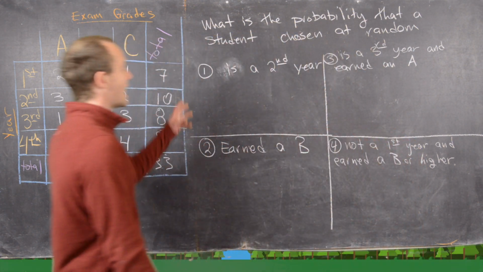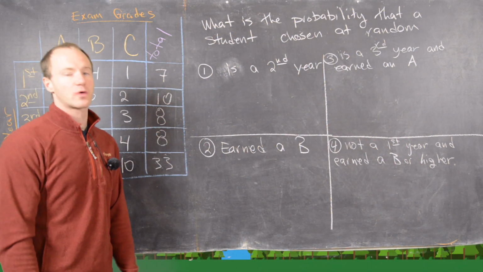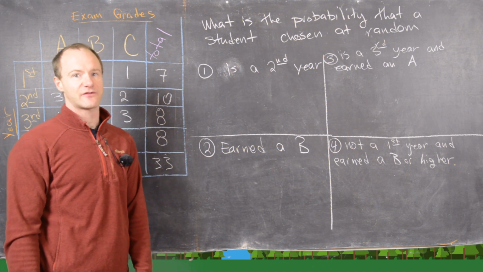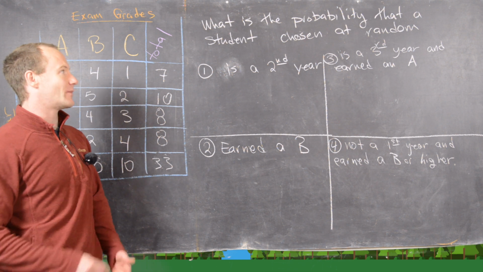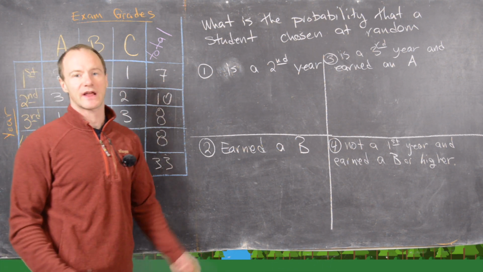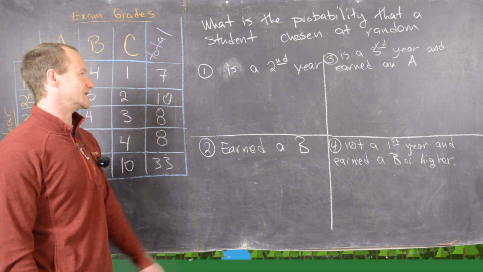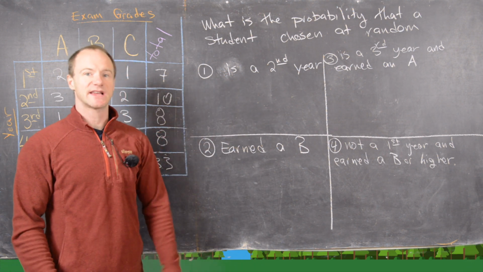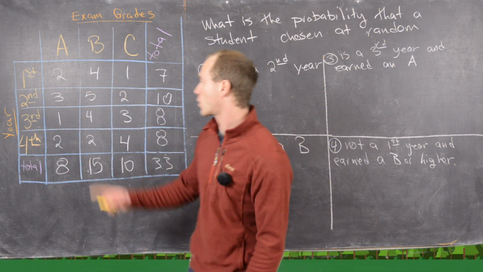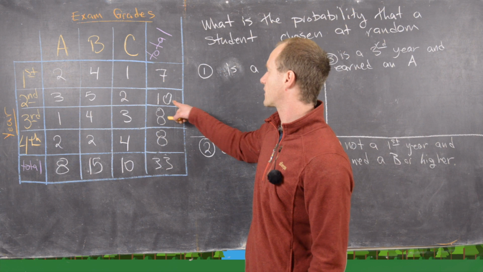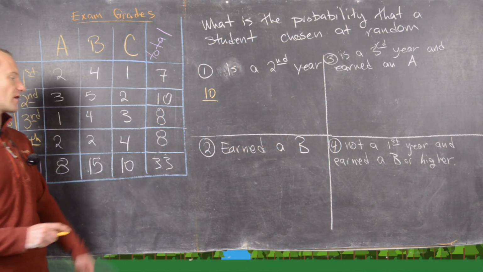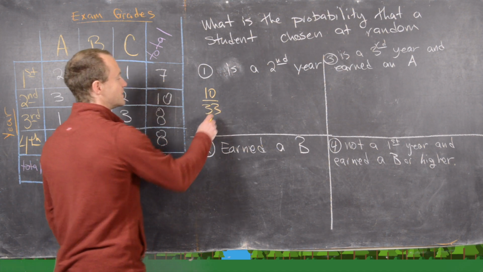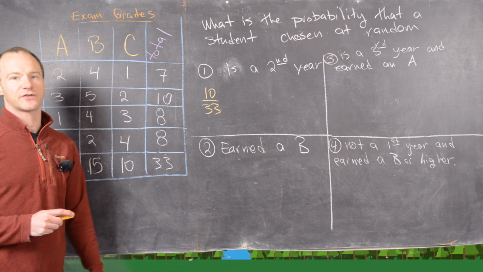Okay, now let's look at the following 4 questions. We'll do one more, but we'll do that after erasing the board. And the setup is, what is the probability that a student chosen at random has these possibilities? So the first is being a second year. So notice how many total second years are there? Well, we already calculated that. That's going to be 10. And then how many total students are there? There's going to be 33. So the probability is 10 over 33.